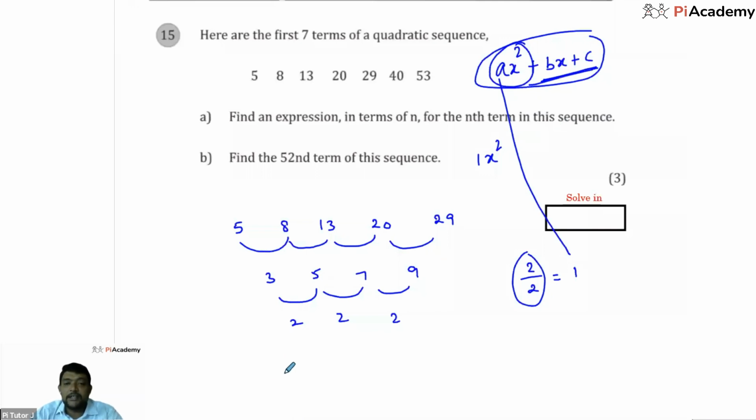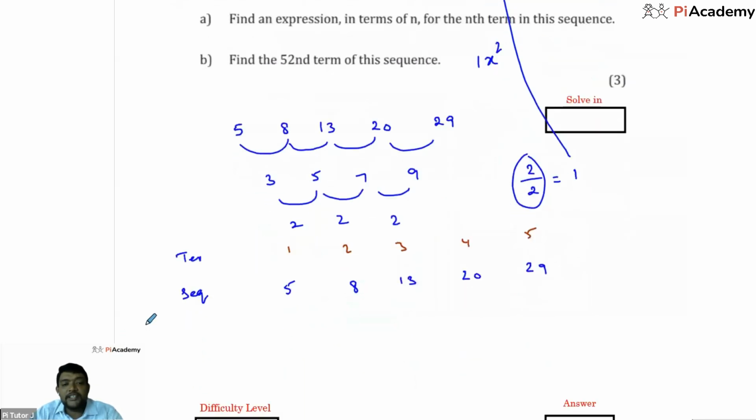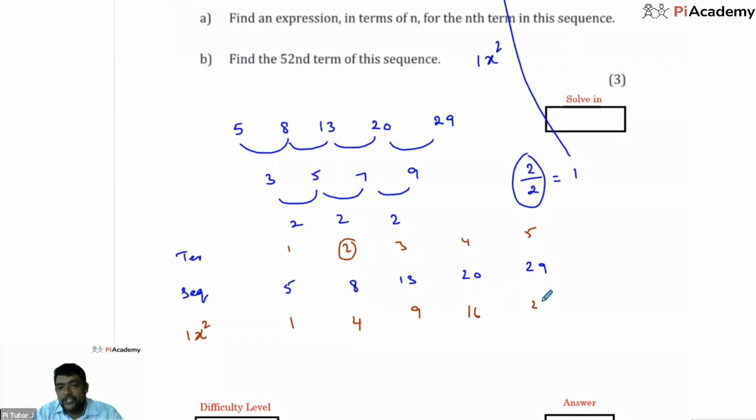For that, you write the sequence: 5, 8, 13, 20, and 29. This is the first term, second term, third term, fourth term, and fifth term. Now what you do is find 1x squared. First, 1 times 1 squared is 1. 1 times 2 squared is 4. 1 times 3 squared is 9. 1 times 4 squared is 16. 1 times 5 squared is 25.